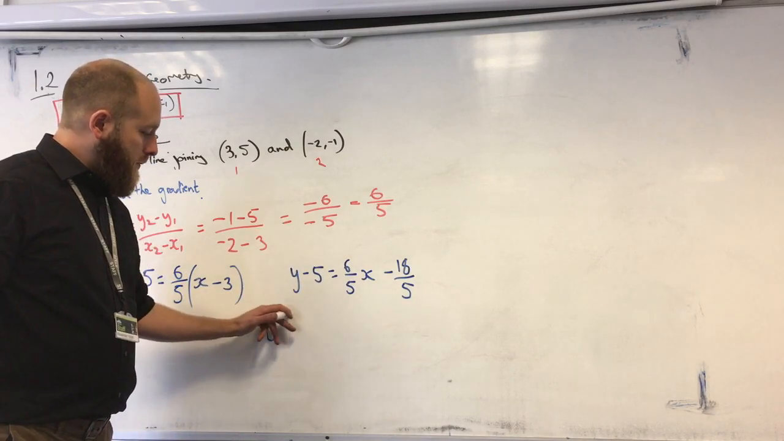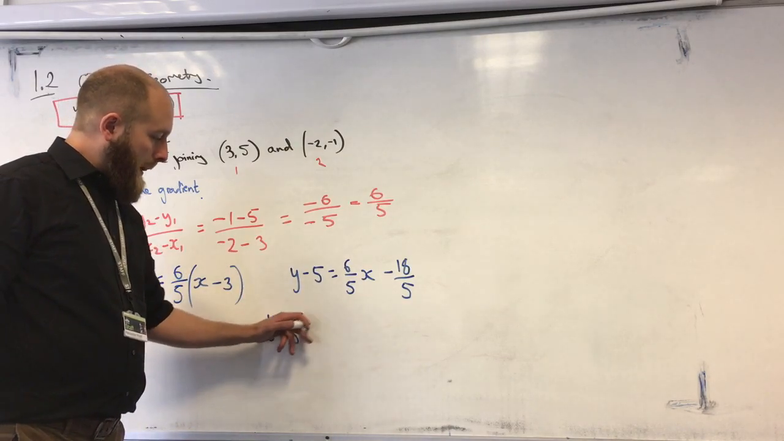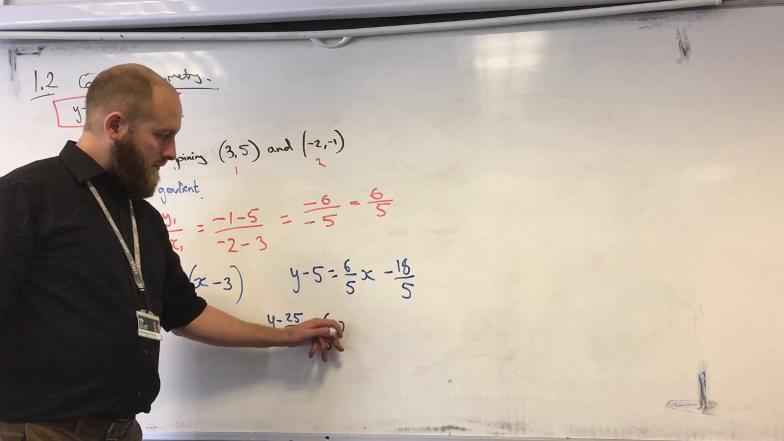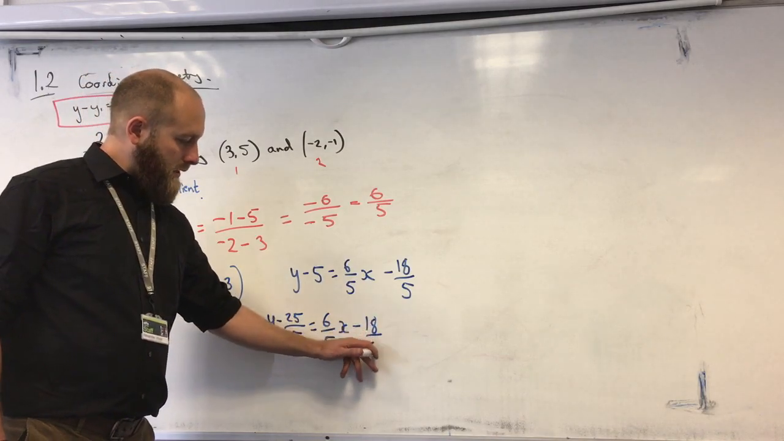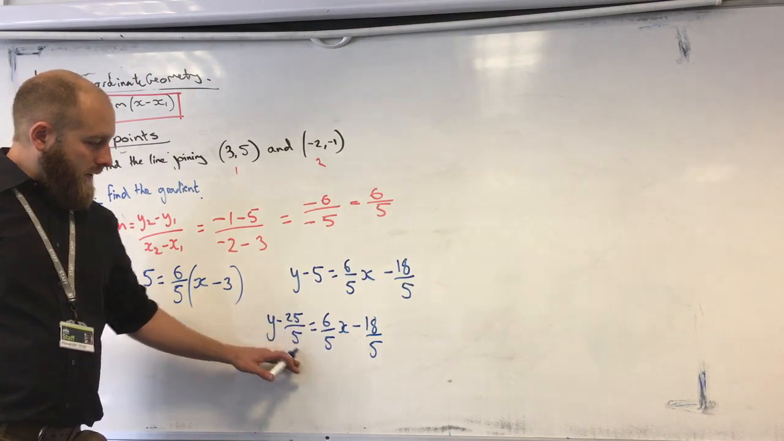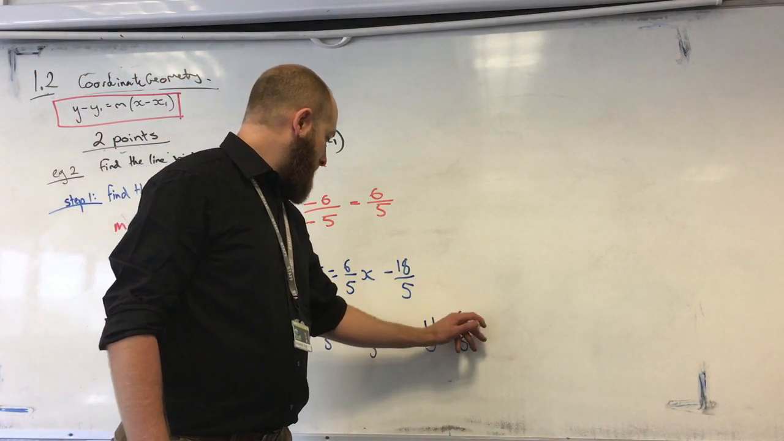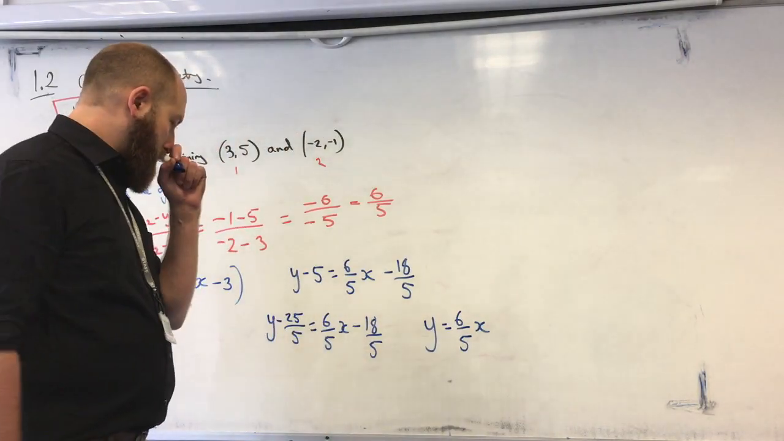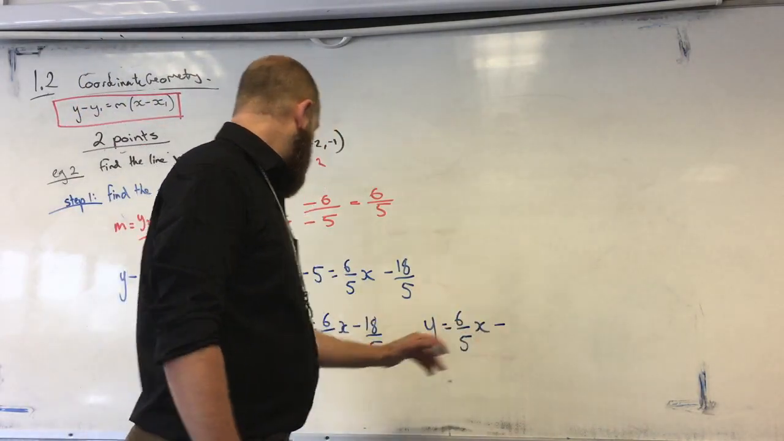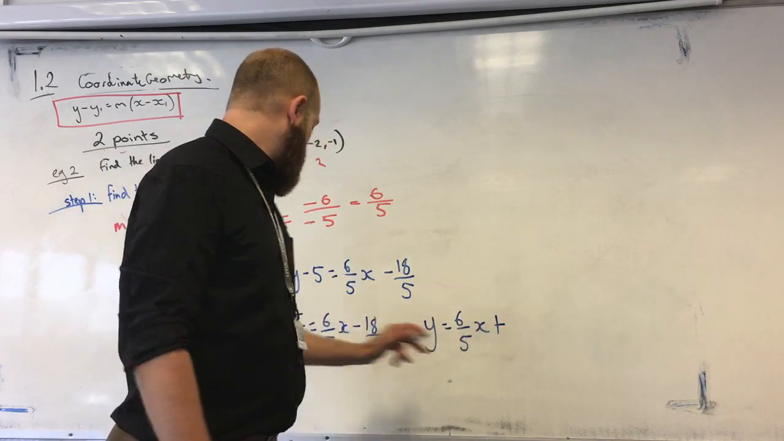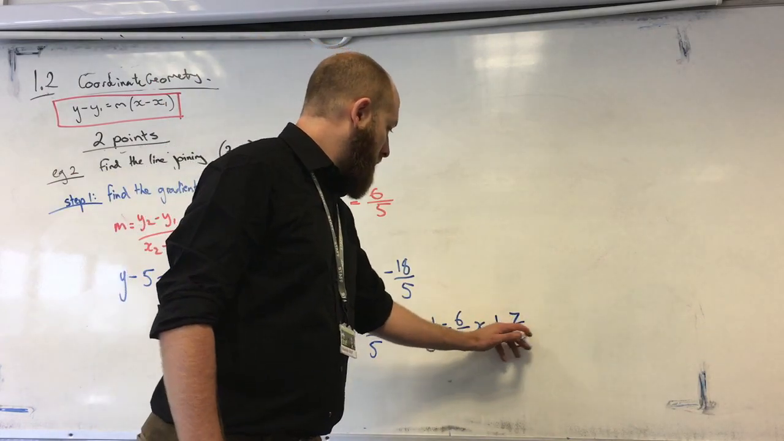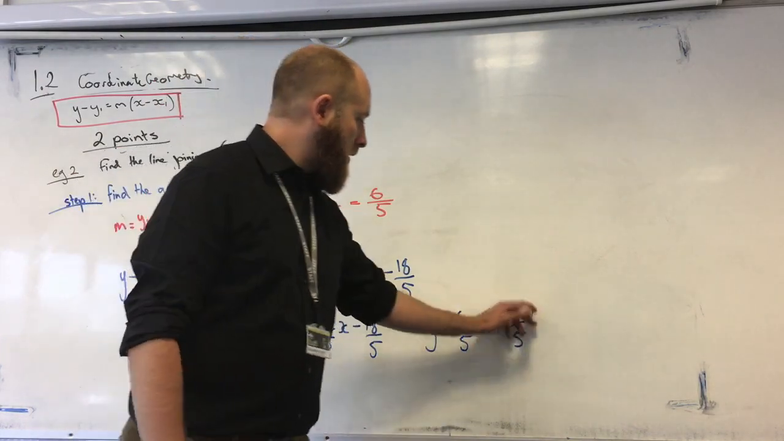So y minus 25 over 5 equals 6/5 of x minus 18 over 5. Then we're going to add this fraction to the other side. So we get y equals 6/5 of x, and that's going to leave us with positive 7/5. And there's our equation number 1.